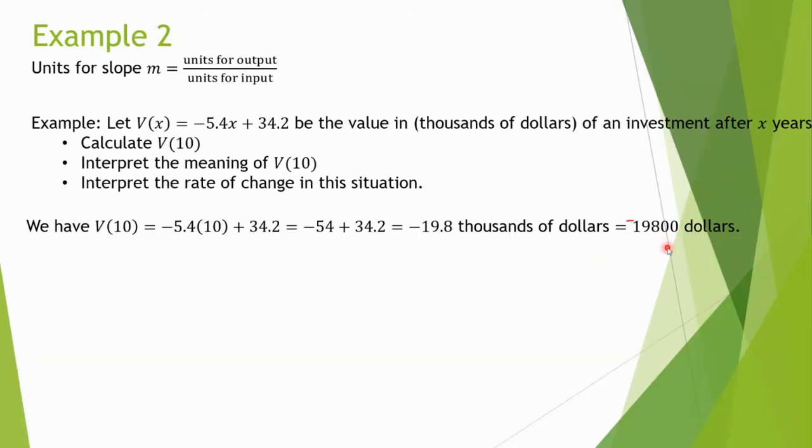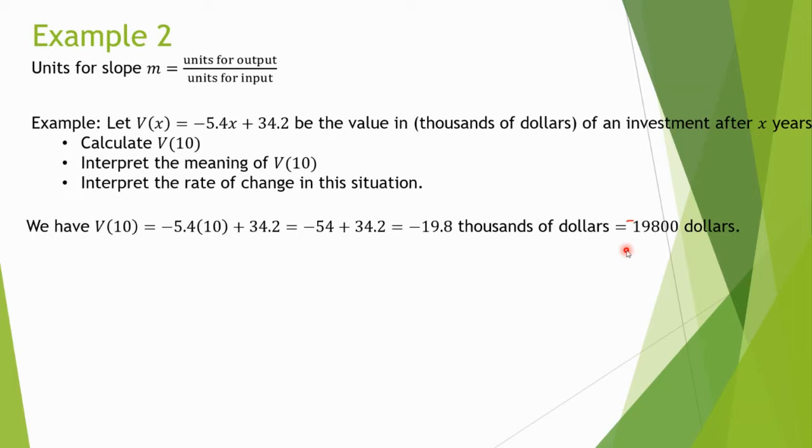So that's what happens here. But what does this mean? Because we also are being asked to interpret the meaning. So what does this really mean, though? Well, after 10 years, the value of the investment has decreased, that's what the negative is. It's decreased by $19,800. So 10 years later, after we made the investment, the value of it has decreased by $19,800.